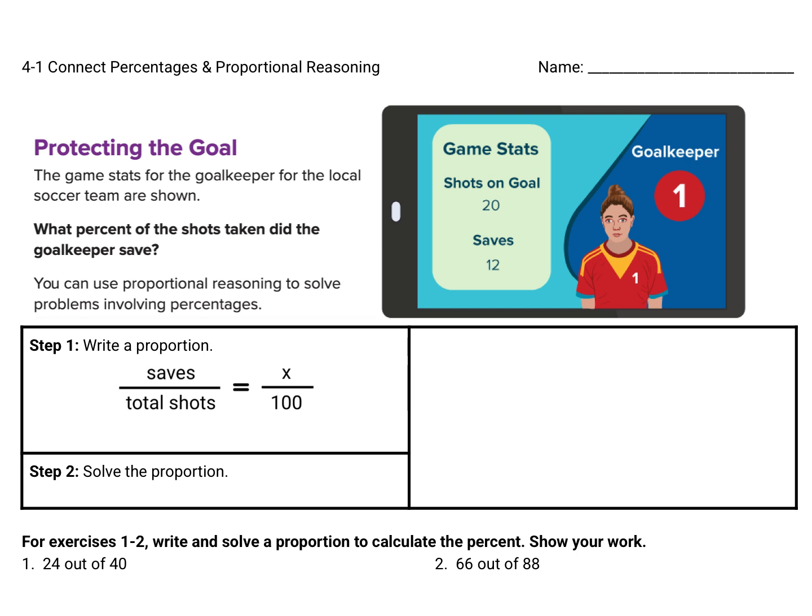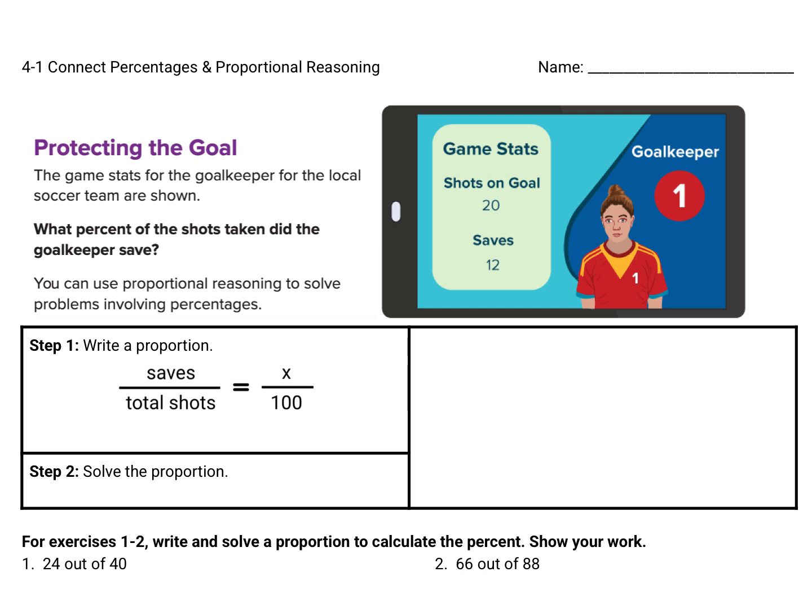We are protecting the goal. So the game stats for the goalkeeper for the local soccer team are shown on the right. We want to figure out what percent of the shots taken did the goalkeeper save. So we can do that by using proportional reasoning to solve problems involving proportions. So step number one is we are going to write a proportion.